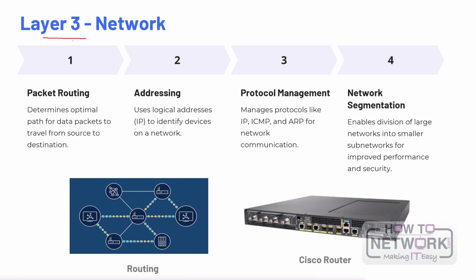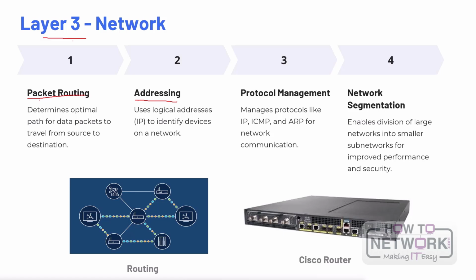Let's talk about the different concepts. We have packet routing. At the heart of the network layer is packet routing. It determines the optimal path for data packets to travel from source to destination, navigating through complex networks with multiple nodes and connections. Packet routing algorithms analyze network topology, traffic patterns, and network conditions to identify the most efficient route for data transmission. This ensures that packets reach their destination quickly and reliably, avoiding congestion and delays.